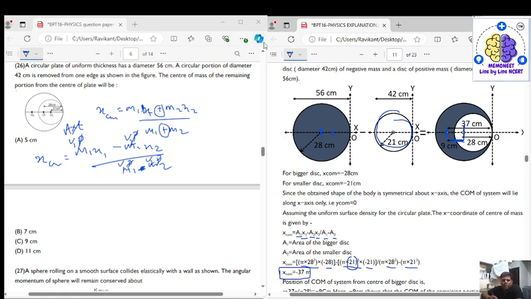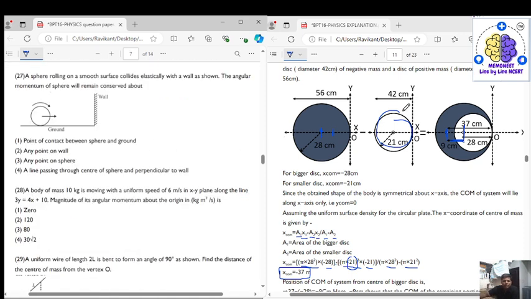They are asking for the center of mass of the remaining portion from the center of the plate. So from the center of the plate, it is at 9 centimeters. So the correct answer will be option C, right? That is, from the center of the original plate, the new center of mass is at 9 centimeters. So the correct answer is option C. Now next, coming to question number 27.